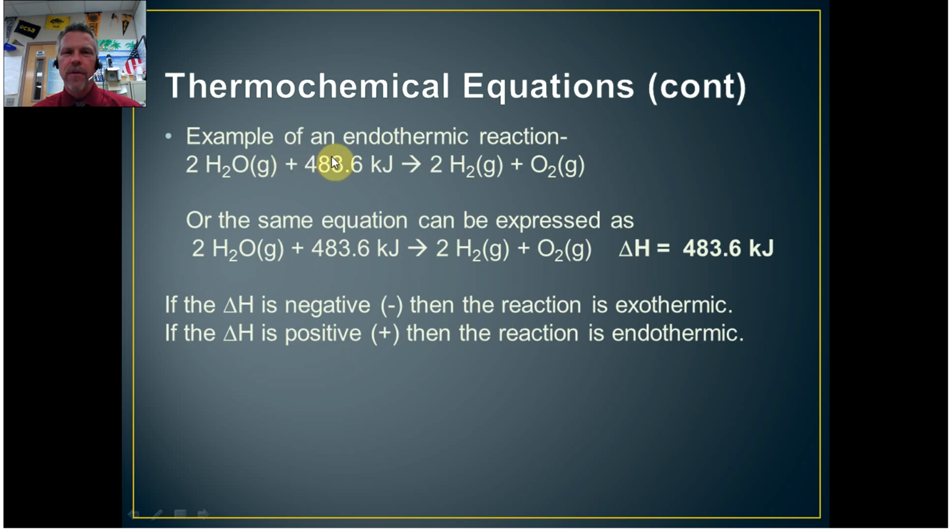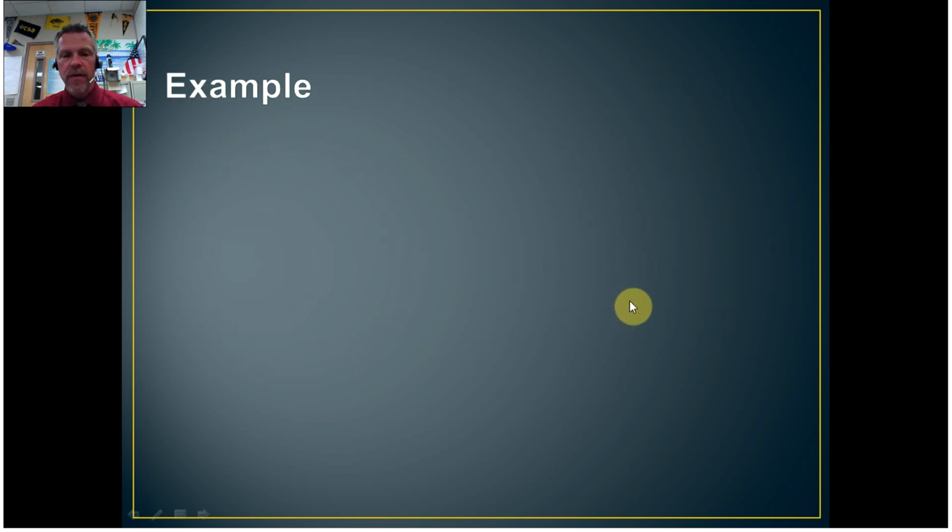You see the two differences there? So heat term on the left or delta H positive means endothermic reaction. Heat term on the right or delta H negative means the reaction is exothermic. Let's look at an example of the kinds of calculations that we can do.